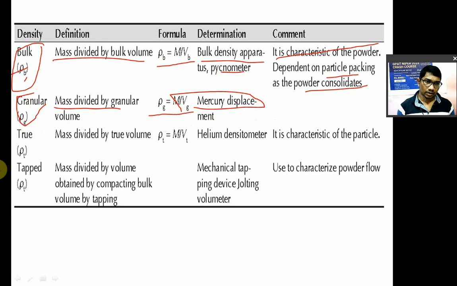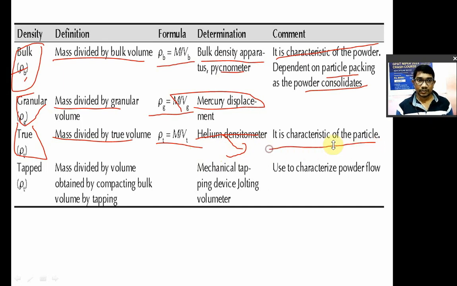Now true density is denoted by rho t. This symbol is known as rho. Rho t is equal to mass divided by true volume. It is measured by a helium densitometer or helium pycnometer, the helium displacement method. Again, that is for porous powder, and for non-porous powder the liquid displacement method is there. One book is not enough, you have to read 4-5 books. It is a characteristic of the particle.